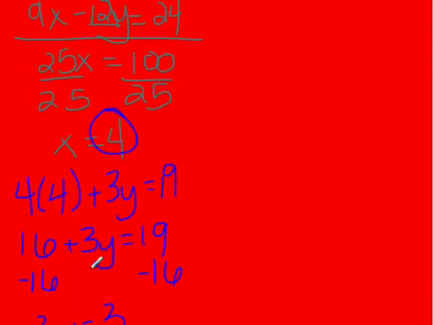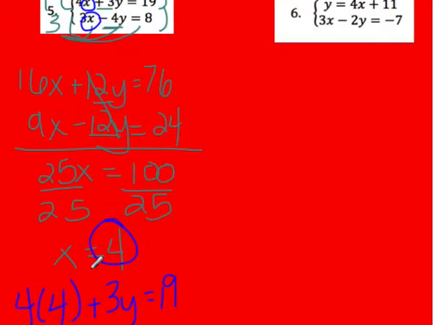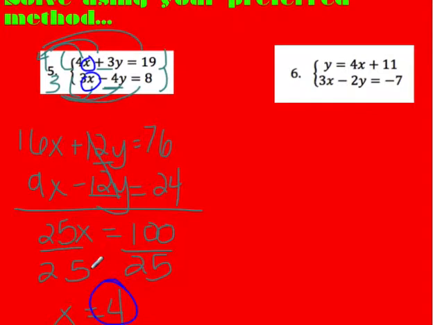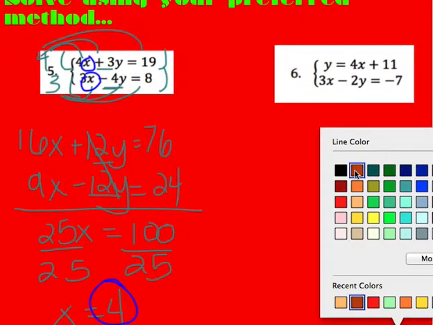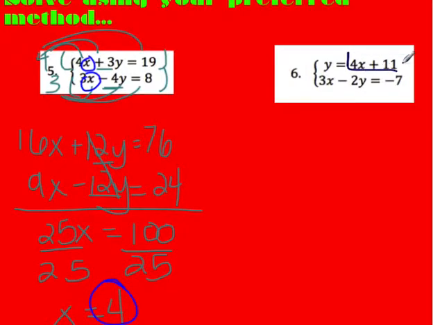Okay, next let's take a look at number 6. So what I notice about number 6 is that it's already solved for y. Y is equal to 4x plus 11. So y and 4x plus 11 are the same thing. So where I see y down here, I'm going to take that out completely. So we have 3x minus 2, and now instead of the y, I'm going to do 4x plus 11. And that's going to be equal to a negative 7.